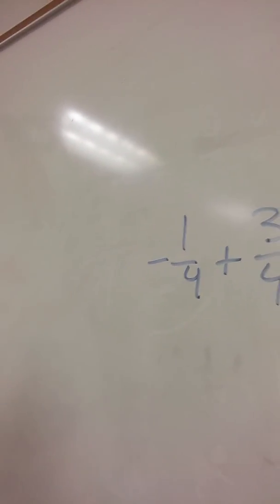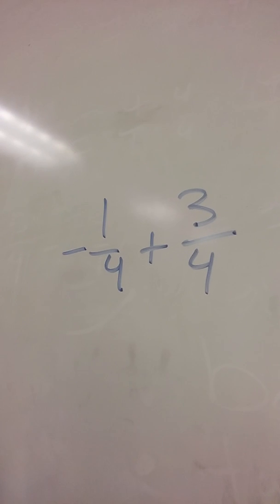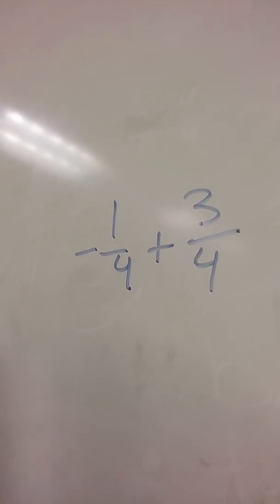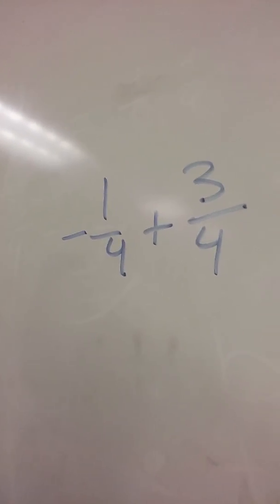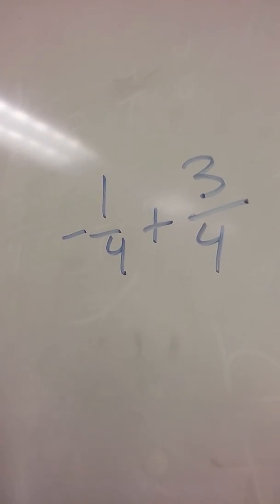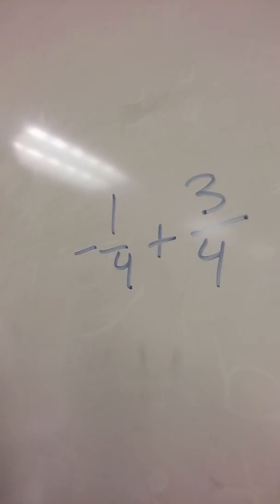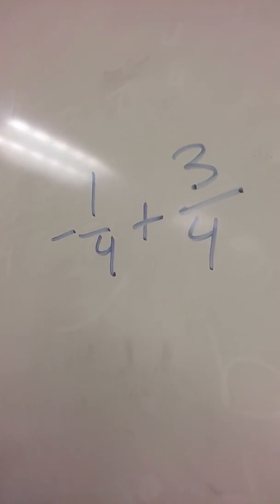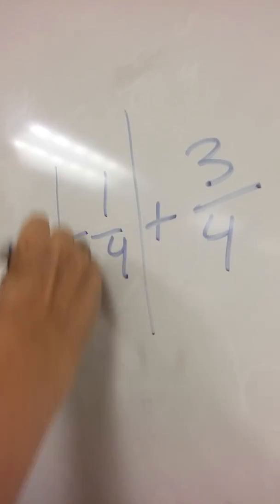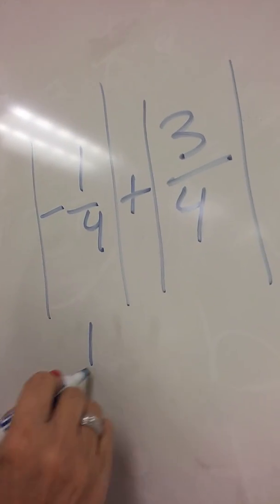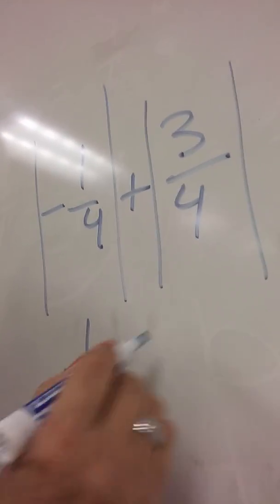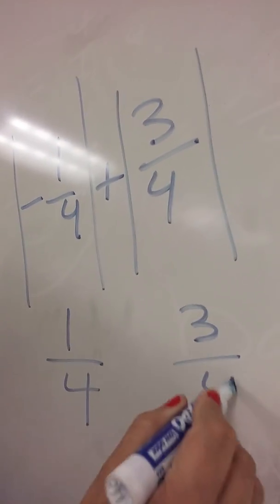This is negative 1/4 plus 3/4. Now, usually you just say 1/4 plus 3/4 equals 1. That's really easy, but this is a negative 1/4. So what we need to do is do this the same way that we did with our other integers, and we're going to make these into absolute values so we can think about this a little easier. The absolute value of negative 1/4 is 1/4. The absolute value of 3/4 is 3/4.